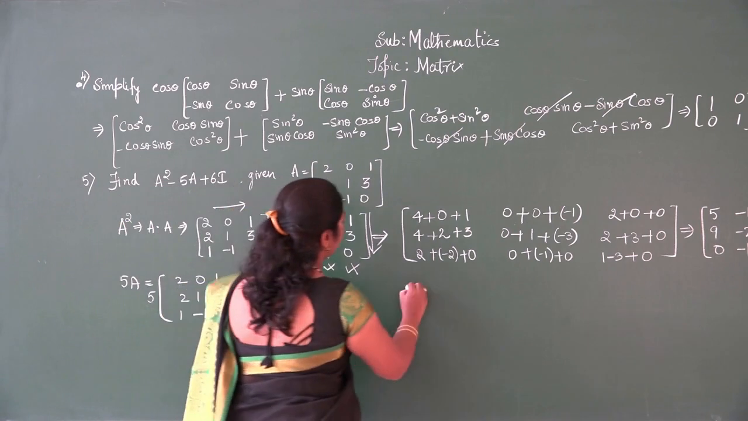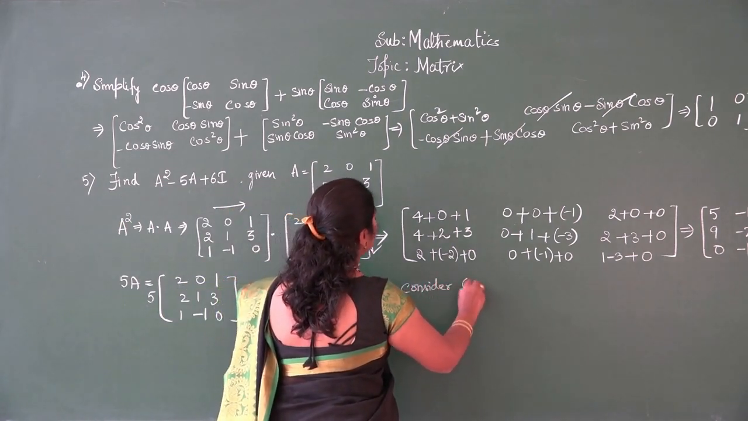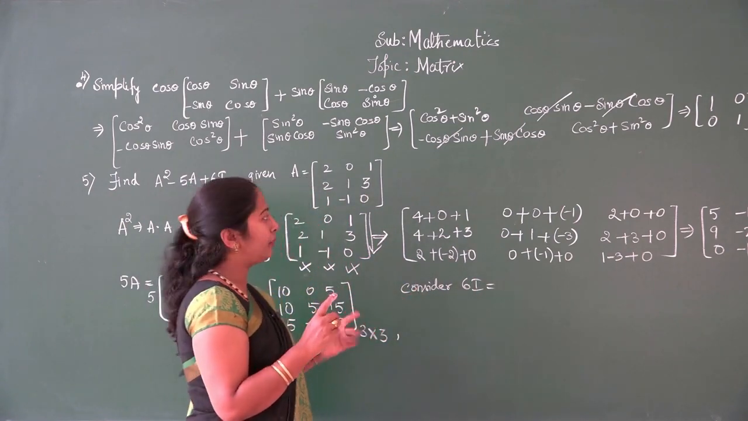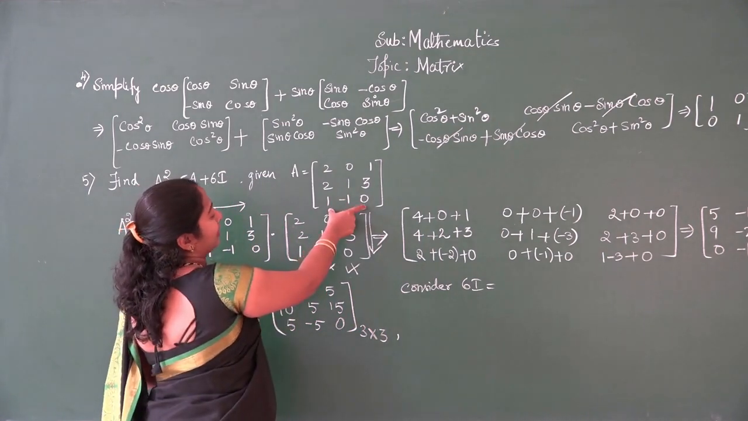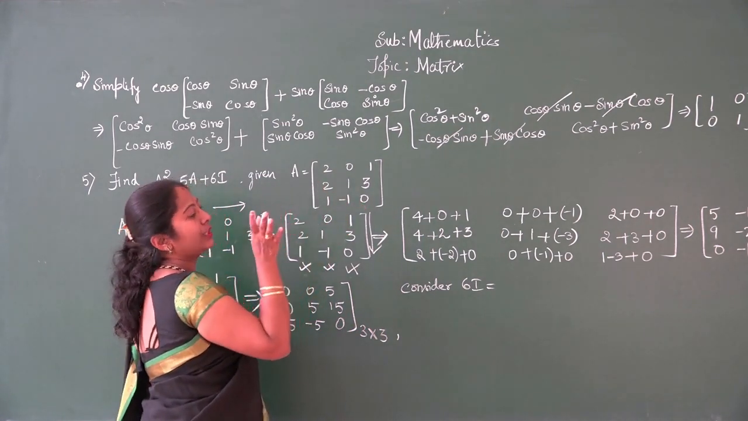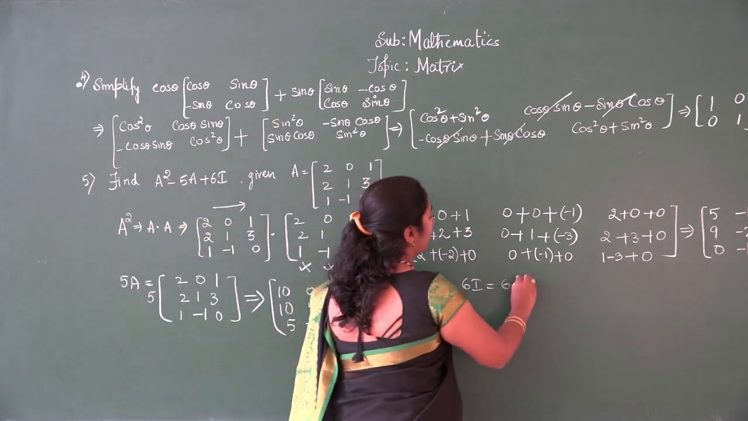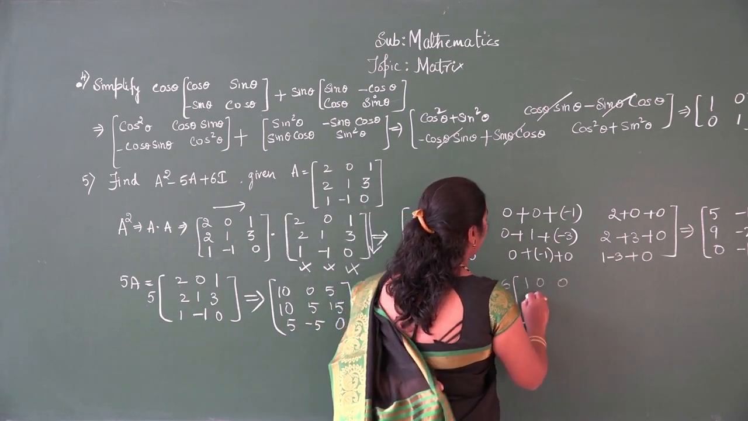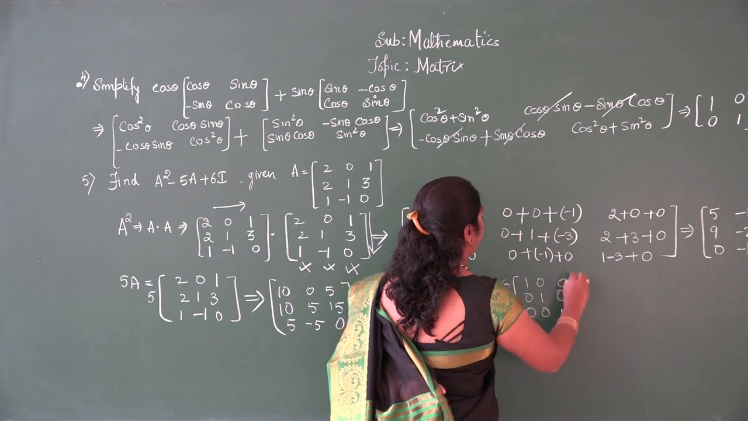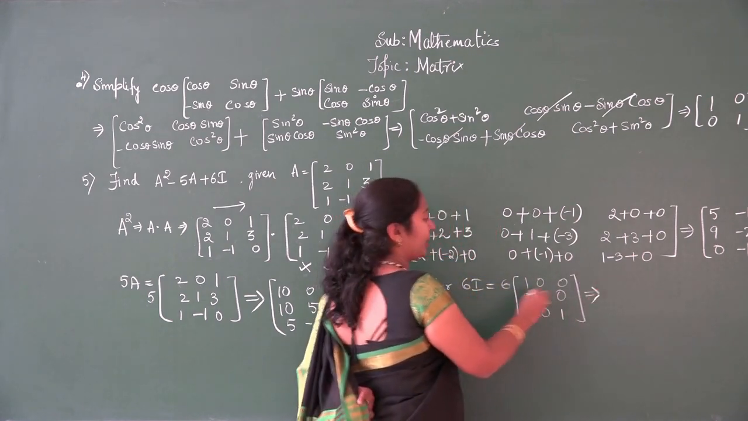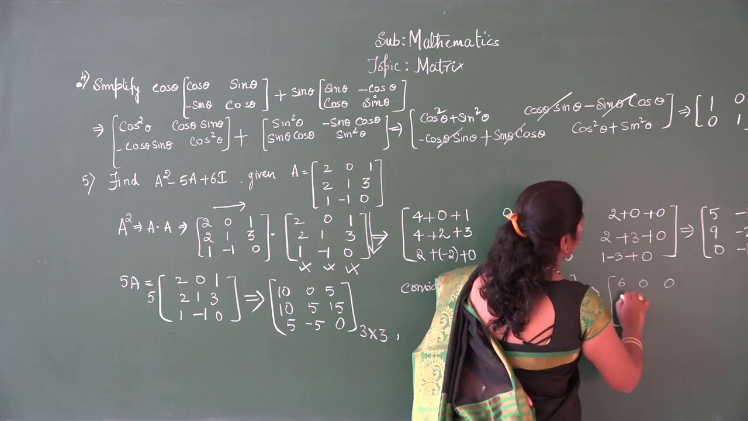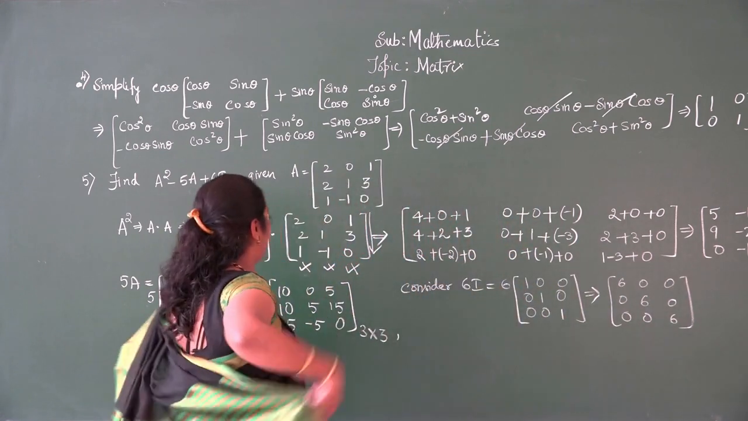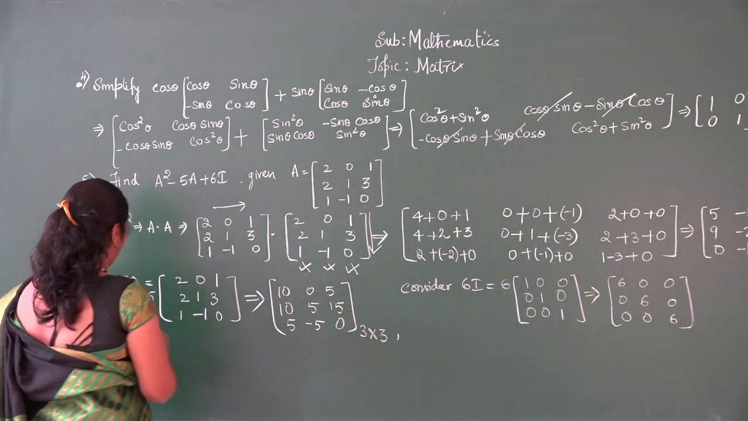Now, consider 6I. What does I stand for? It is an identity matrix. When I say identity matrix, we are speaking about a 3 cross 3 matrix because the given question contains a 3 cross 3 matrix. So, 6 into the identity matrix for a 3 cross 3 matrix, which is written as 1 0 0, 0 1 0, 0 0 1. When you multiply with the element 6, we have 6 0 0, 0 6 0, 0 0 6. That is 6I. Finally, considering the given problem.